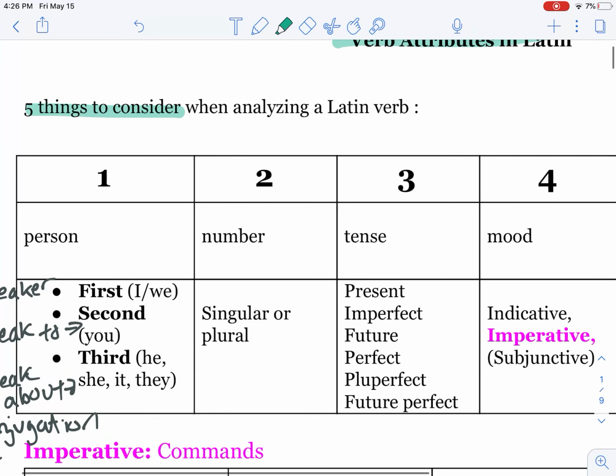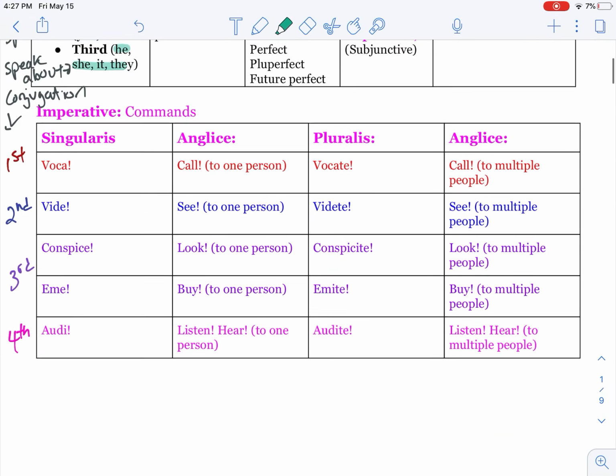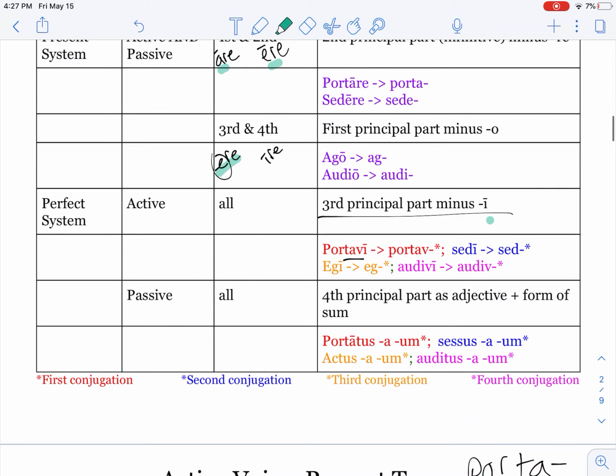We need to know 5 things about every verb in Latin, the first thing being person. If the subject is I or we, the verb is first person because the subject is the speaker. If the subject is you, it's a second person verb because second person verbs are used to describe speaking to someone. And if the subject is he, she, it, or they, you've got a third person verb because third person speaks about people, things, places.